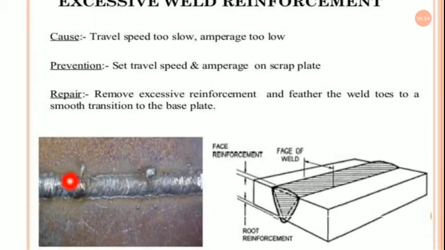This one looks like this one, excessive weld reinforcement. Now here you will find the face of the weld. This is the face reinforcement, and below is the root and reinforcement.